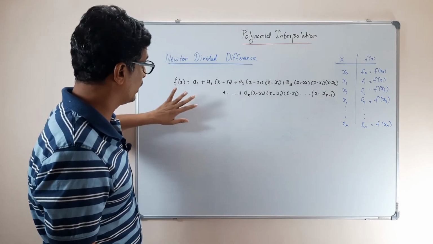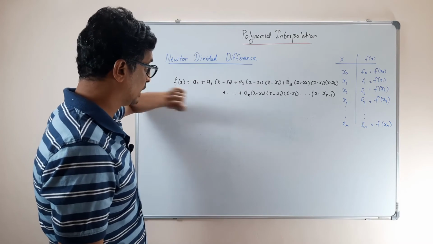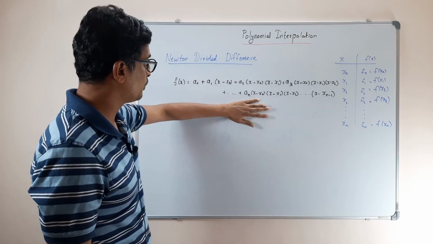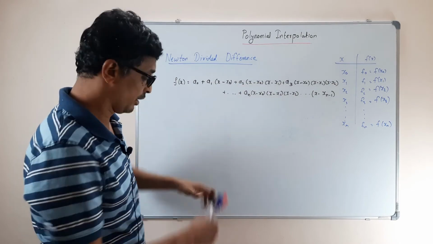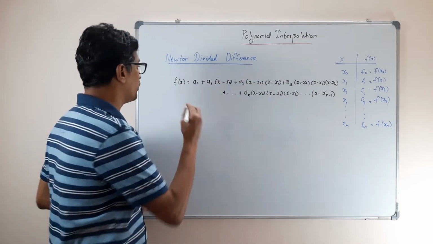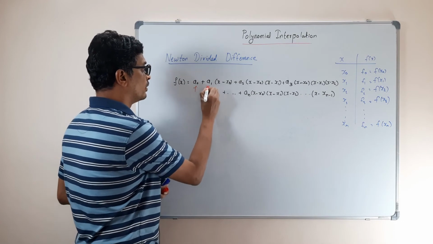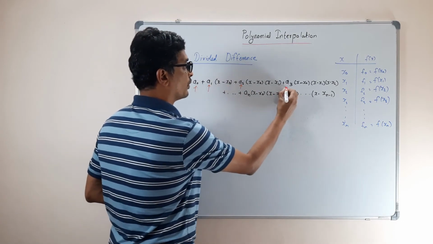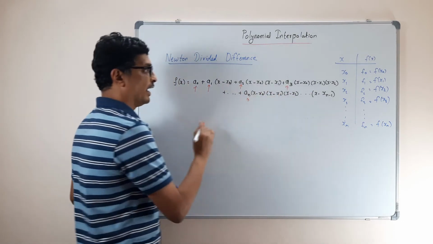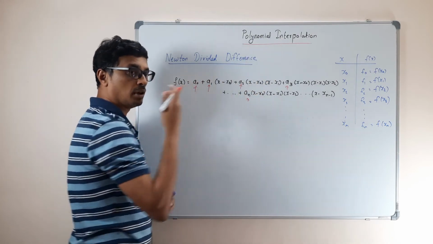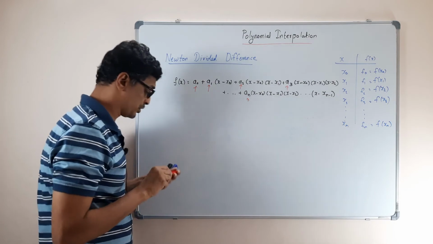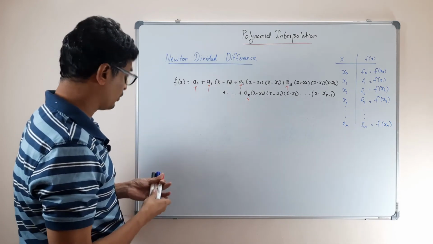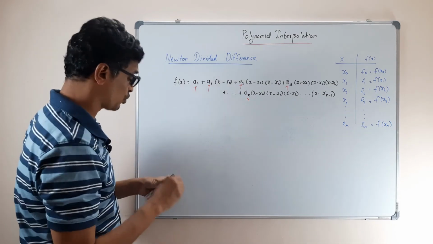If I express the nth degree polynomial passing through all these n plus 1 points as this, and if I am somehow able to estimate these coefficients such that this polynomial passes through all the points, then the problem is solved. So our aim is to find this polynomial passing through all the points.